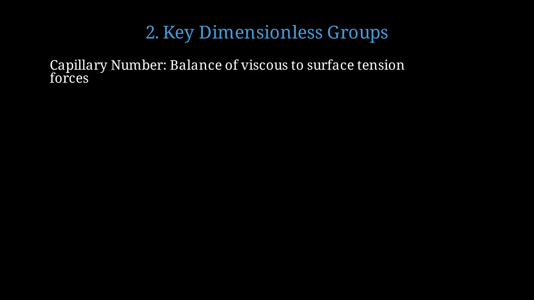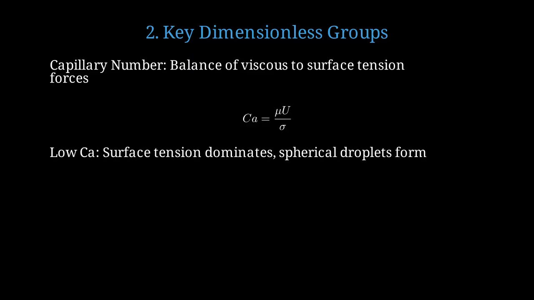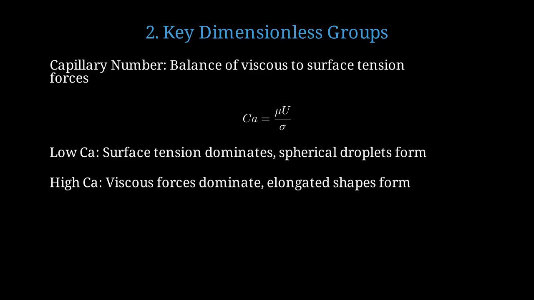To understand when and how instabilities occur, we need three crucial dimensionless numbers that govern the physics. The capillary number represents the balance between viscous forces trying to deform the interface and surface tension trying to keep it smooth. Mathematically, the capillary number equals viscosity times velocity divided by surface tension. When the capillary number is low, surface tension dominates, and droplets remain perfectly spherical. When it is high, viscous forces win, and we see elongated droplets and complex deformations. This graph shows how droplet deformation increases with capillary number, following a nonlinear relationship.